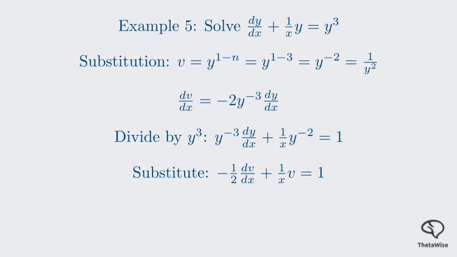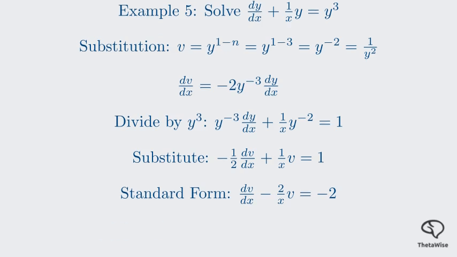Let's put this linear ODE in standard form by multiplying by negative 2. We get dv/dx minus 2 over x times v equals negative 2. Now we solve this linear equation. P of x is negative 2 over x, so the integrating factor is e to the power of the integral of negative 2 over x dx, which is e to the negative 2 ln x, or x to the negative 2, which is 1 over x squared.